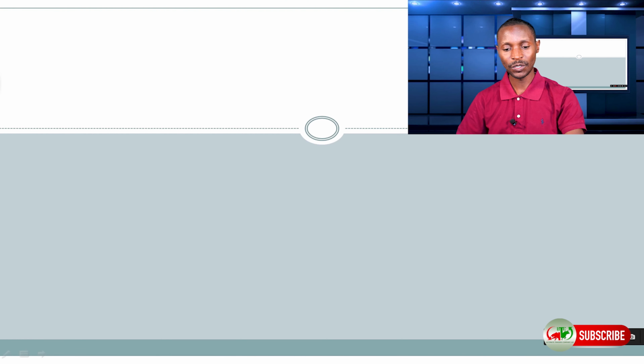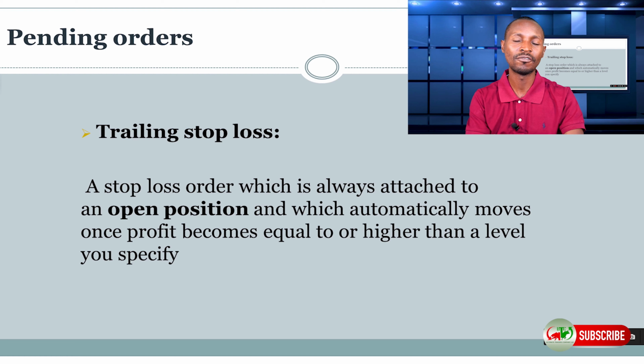These are the main orders we use most of the time in forex trading. There are others, but the most used ones are the market order and pending orders. In pending orders, we usually use buy limit and sell limit, buy stop and sell stop, stop loss order, and trailing stop loss. There are others, and if you are very interested, you can do your due diligence. But believe me, these ones are enough to be profitable in forex trading.